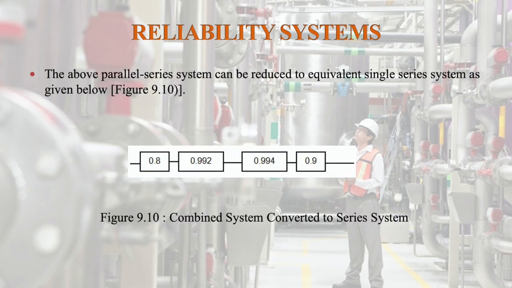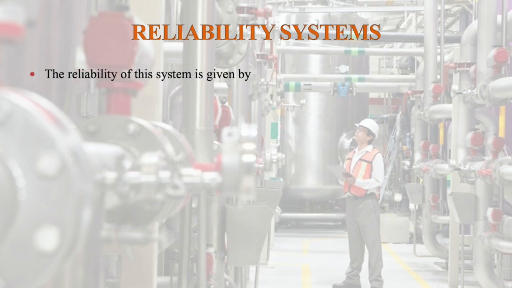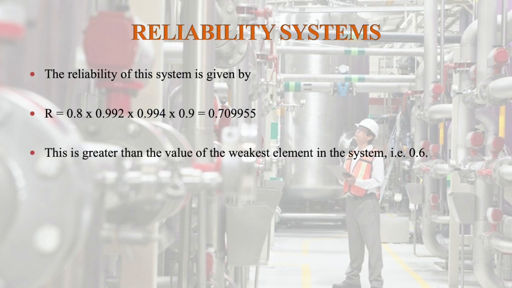which is equal to 0.994. The above parallel series system can be reduced to an equivalent single series system as given in figure 9.10. First it was in parallel and series, now it has been reduced to a series system with 4 components. Then the reliability of this system is given by R is equal to 0.8 into 0.992 into 0.994 into 0.9, which is equal to 0.709955. This is greater than the value of the weakest element in the system, that is 0.6.